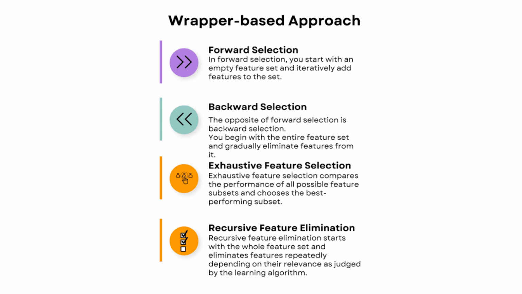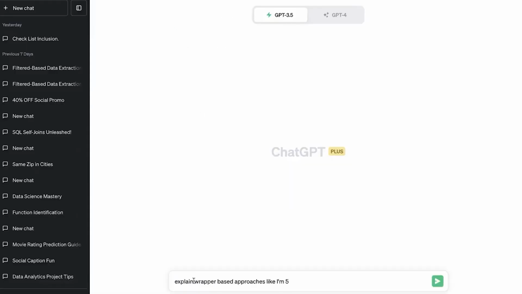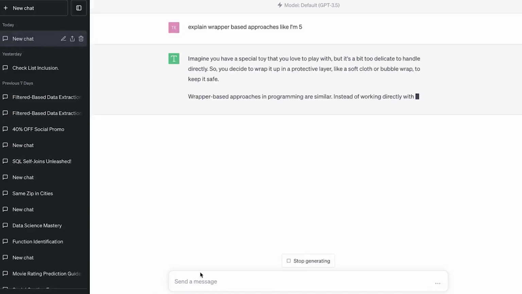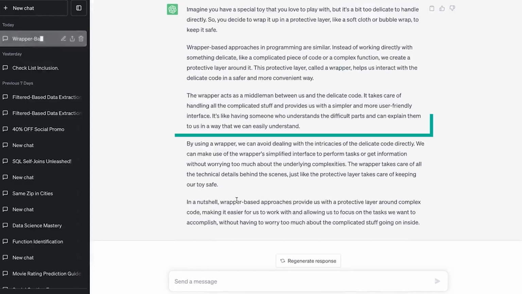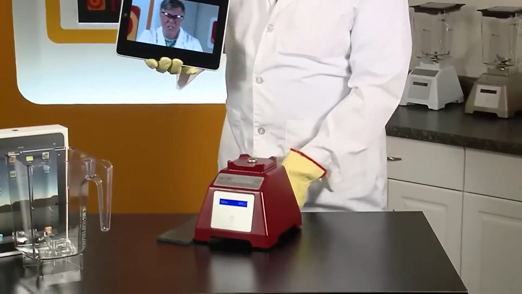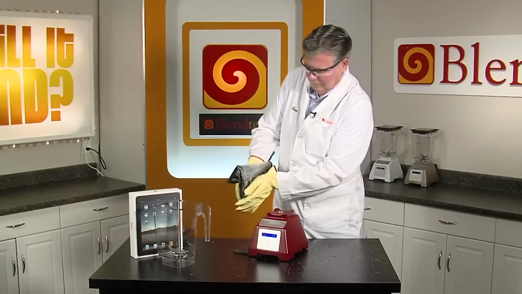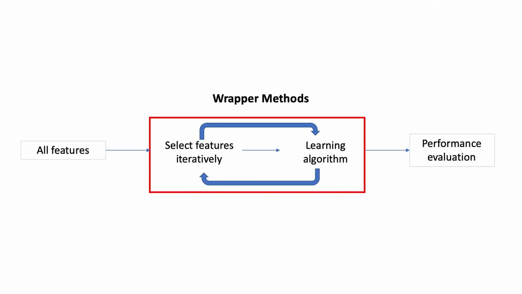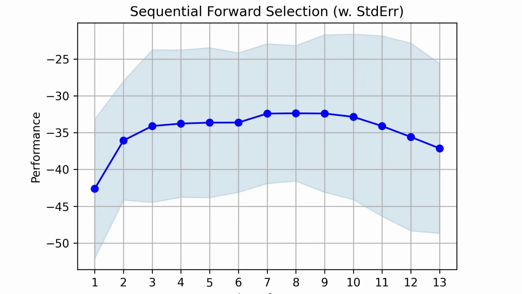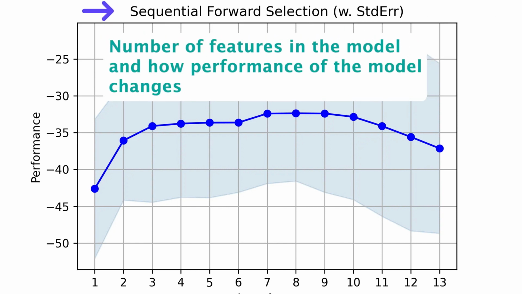Wrapper-based approaches are essentially like using a special helper to pick the best things. It's like having a friend who tries different toys and tells you which ones are the most fun to play with. The helper will test the different toys and tell you which ones you should play with because they're the most exciting and the most enjoyable. The helper in this case is a specific machine learning model that you're going to use to determine the most important toys or features in the dataset.